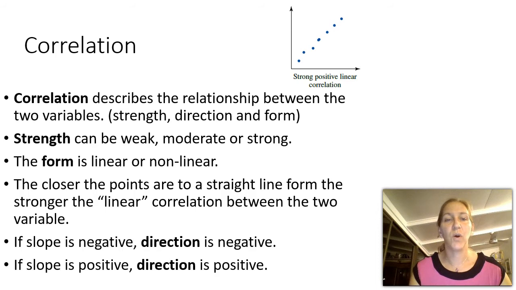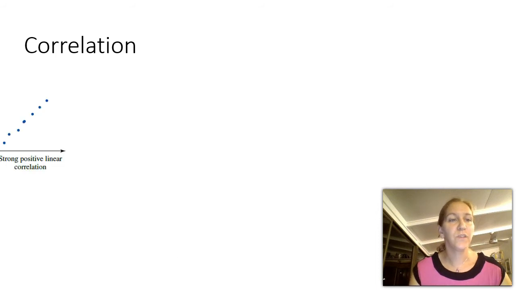And if the slope is positive, the direction is said to be positive. So looking at a few examples, we have this one we've already looked at, a strong linear correlation. So the dot points really take on the form of a linear shape, and they're very close to that line. And the x values are increasing as the y values are increasing.